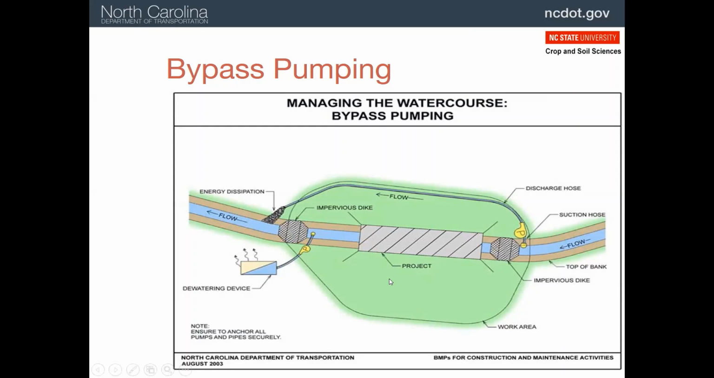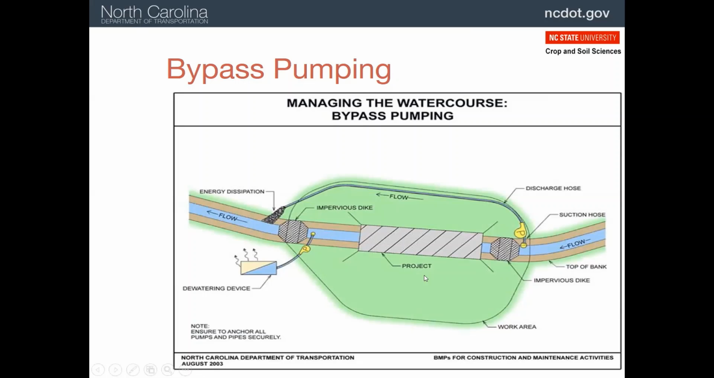The other thing we might have to do is pump water out of the construction area. Often it seeps in underneath the dam or just from groundwater. But this is going to be water that's part of our construction site, so it has to go through a treatment system. So here we've got a pump. It's going to pump the water out, and we're going to put it through a dewatering device. And we'll talk about what those might be in just a few minutes.